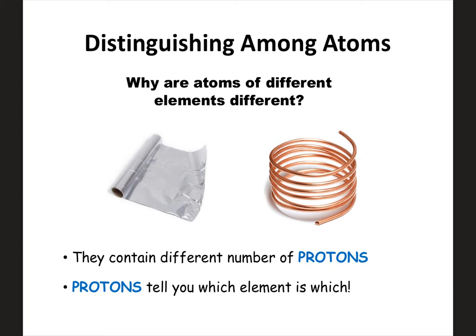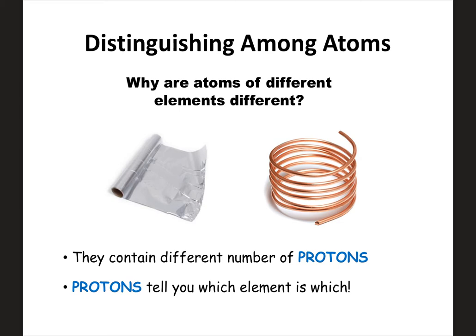So, what makes atoms of different elements different from each other? Why are these atoms different? The key here is it's all about the number of protons. Every atom has a different number of protons for each element. Atoms of aluminum have a certain number of protons, which would be different from the number of protons for atoms of chlorine. So, it's the number of protons that tell you which element is which.